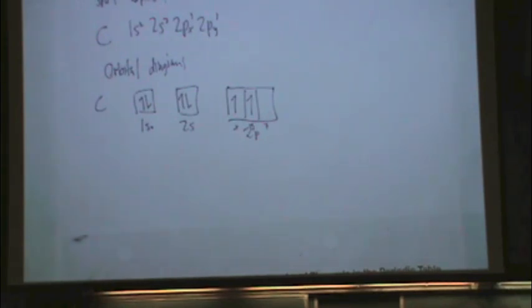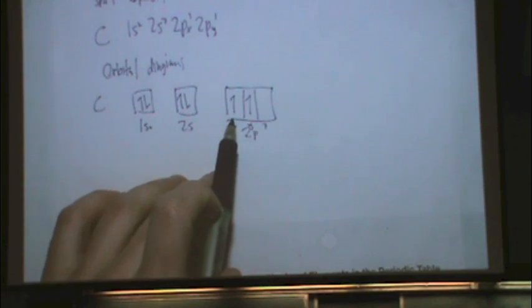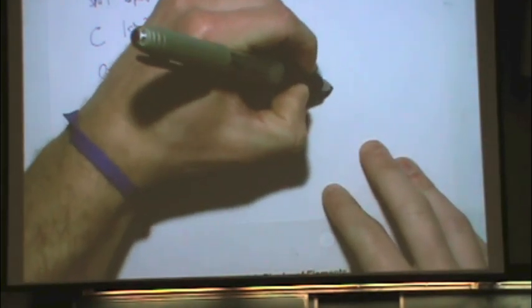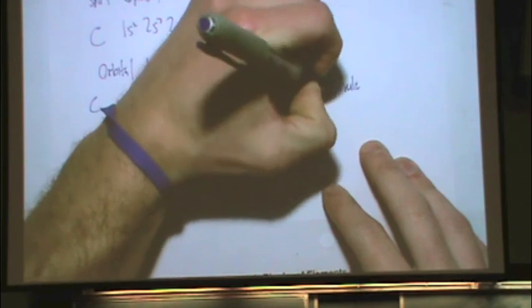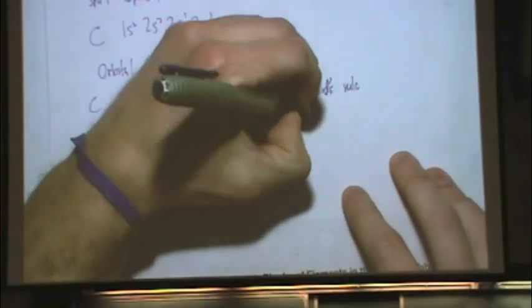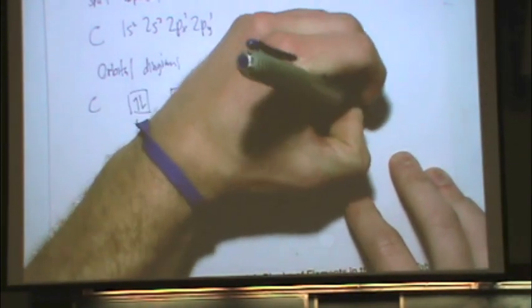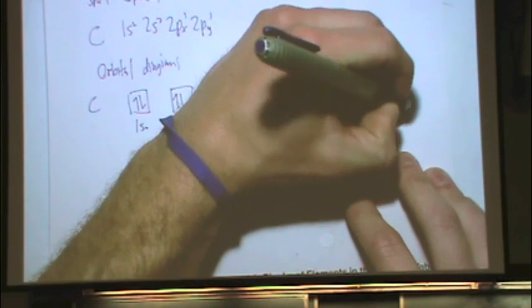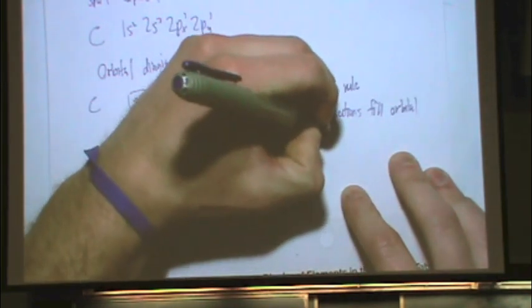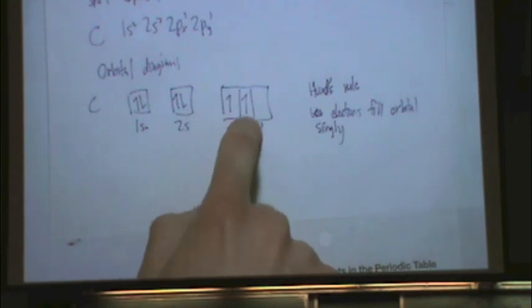So 2 things to notice here. One is I didn't fill up both of the x's. I filled up an x, then a y. That goes back to Hund's rule, which says that electrons don't like to pair until they have to. So electrons fill orbitals singly first. So they fill up each one of these single, and then they double.